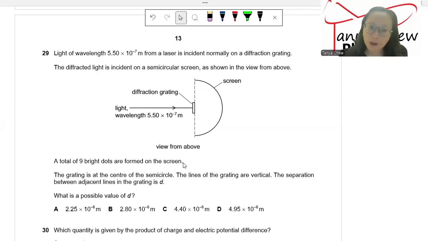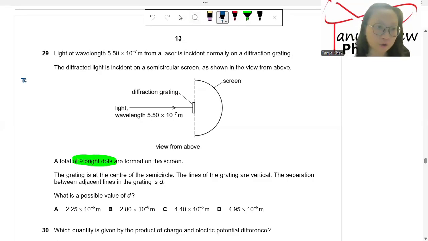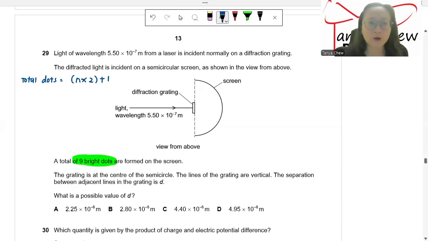Now, I'm going to do this because they told us that the total number of diffracted dots is 9. So total dots is equal to n multiplied by 2 plus 1. Why do I multiply by 2? I want to see n. n is the number of orders.